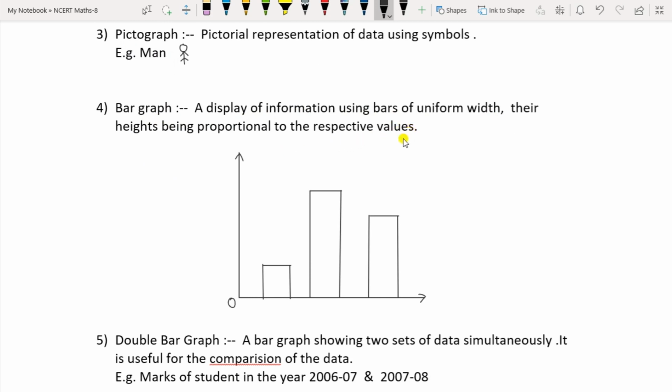Bar graph: a display of information using bars of uniform width, their heights being proportional to the respective values. So that is called a bar graph. This is the type of a bar graph. The height may represent the value of whatever information is being given here, so height depends on that. The width will be uniform for all the bars in the bar graph.